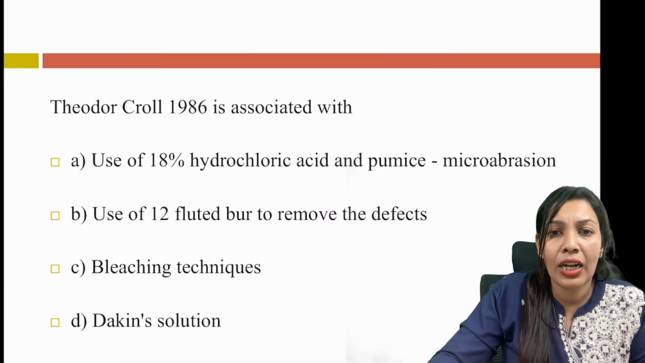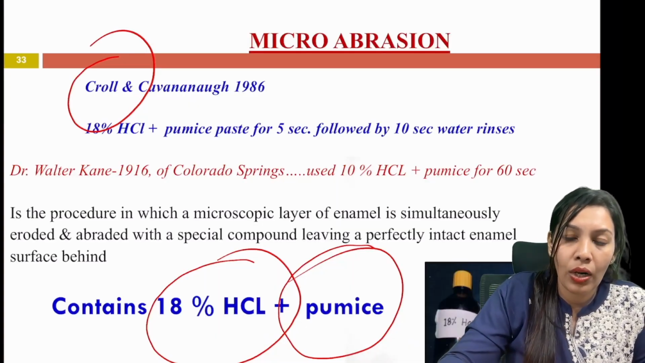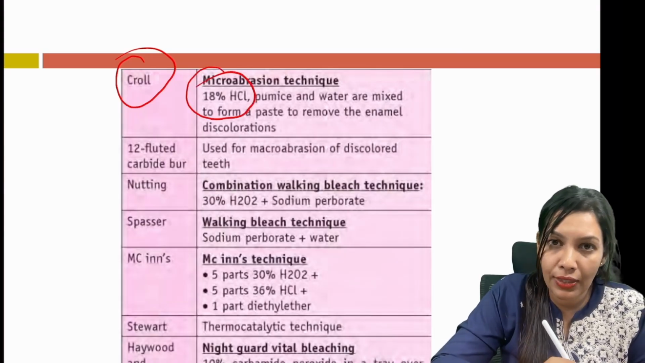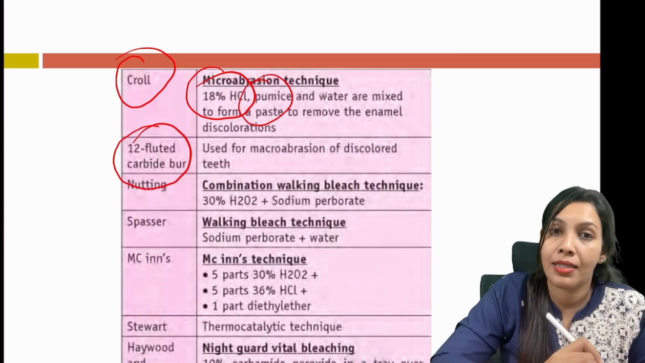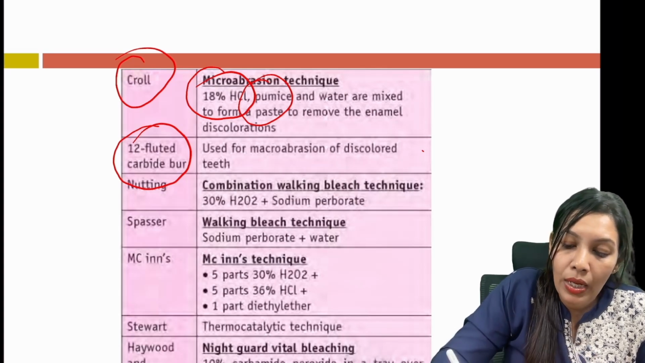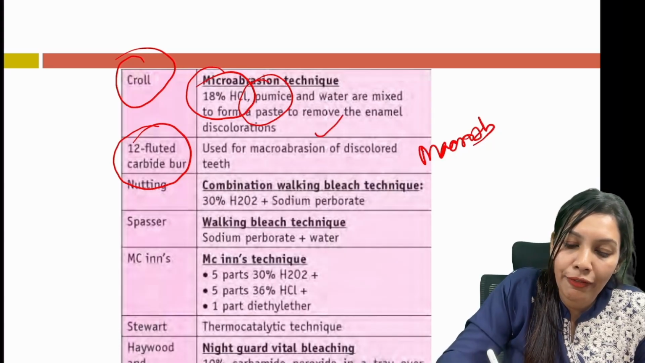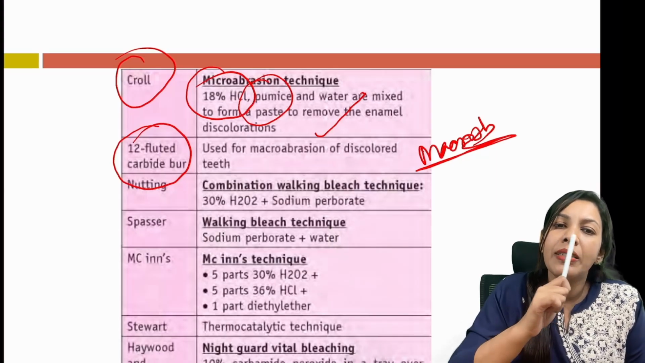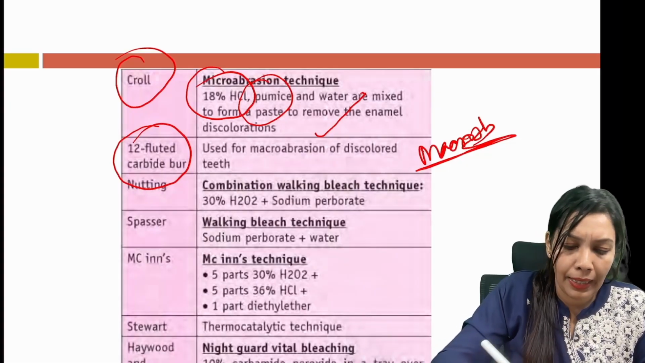This is another chart that you need to study. First of all, Kroll gave microabrasion. Microabrasion is a combination of 18% hydrochloric acid with pumice. This is micro, and this is macroabrasion. The first one is not seen much. Second is macroabrasion, where we use a bur and slightly run it over the tooth, so there will be removal of the stain.